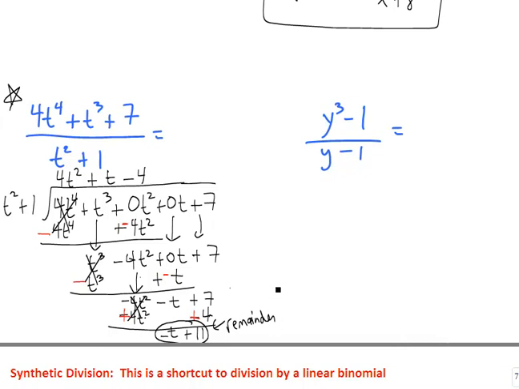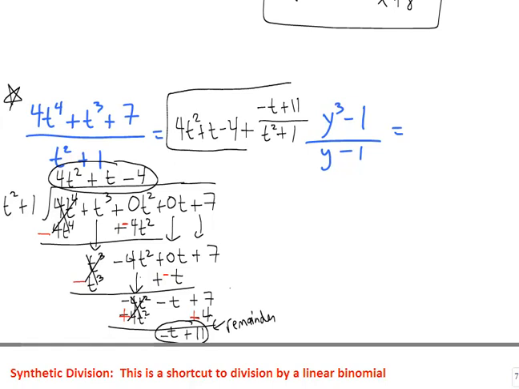So when we write our final answer, our quotient up top here is going to get written nice and big. So 4t squared plus t minus 4. But we have a remainder, so we're going to have to add to this a remainder fraction. What goes on top is what we had down here at the bottom. So negative t plus 11. What goes in the denominator is the same thing I had in the denominator originally, or whatever I was dividing by. So t squared plus 1. And all of this is my final answer.